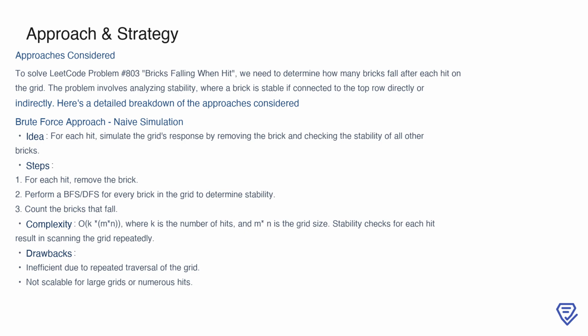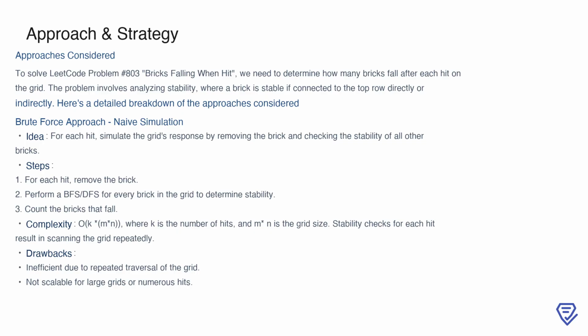Here, for each hit, we remove the brick in question and then evaluate the stability of every other brick in the grid. This is done by performing a breadth-first or depth-first search to identify which bricks remain connected to the top row. Once we identify the stable bricks, we can count how many bricks have fallen.